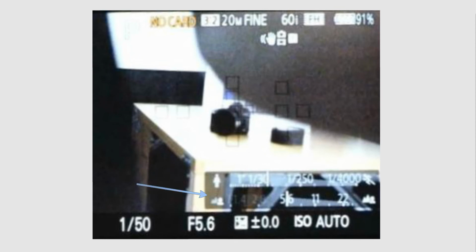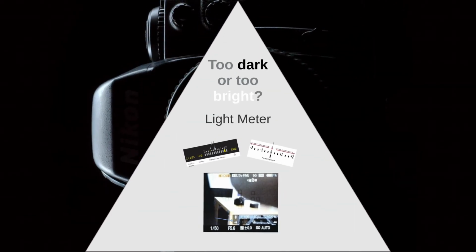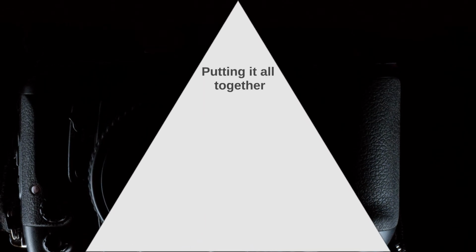Your Sony light meter should be around here. Think of the light meter as a balanced scale. You're measuring light using the aperture, shutter, and ISO settings until it's centered. Practice makes almost perfect. So now that I've completely confused you, let's put it all together.